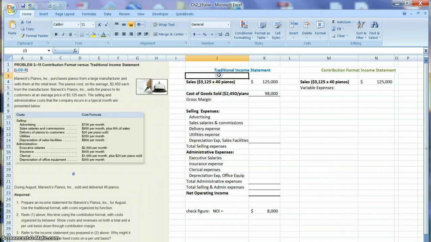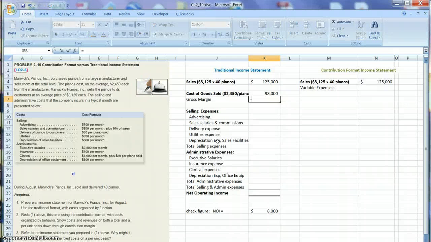Okay. Now, typically I would put a header on here for the month of August. This would be Marwick Piano Company, but those would be requirements of a formal income statement. We're going to just do a rough one here to get you through. Now the cost of goods sold, again, remember they've given us this, $2,450 each, and I did the same thing. I took my equal sign to tell it to do the math for me, 2,450 asterisk for the times symbol times 40 pianos.